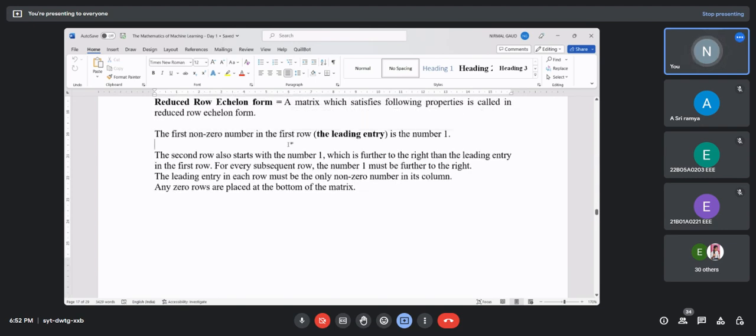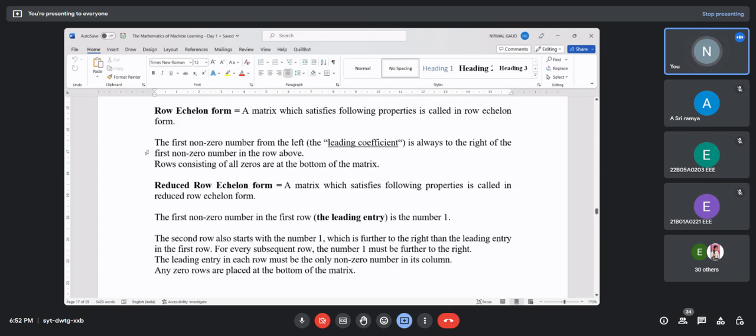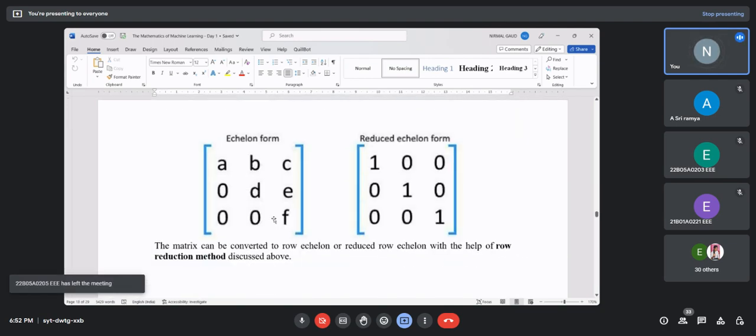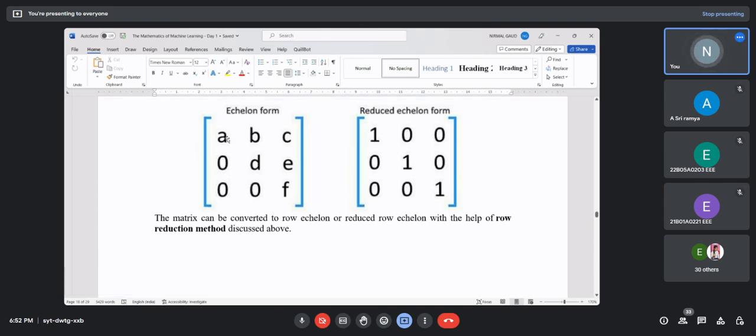So the first non-zero in the first row is the number one. And the second row starts with the number one. Further, it is to the right of the leading entry. The leading entry in each row must be the only non-zero number in its column, and any zero rows are placed at the bottom. These are similar in nature to the properties I have told about. For example, you have a matrix A, B, C, 0, D, E, and 0, 0, F. What is the reduced Echelon form of it?